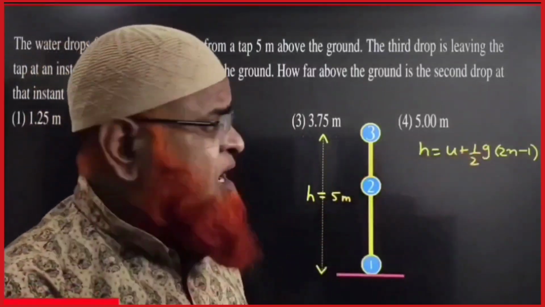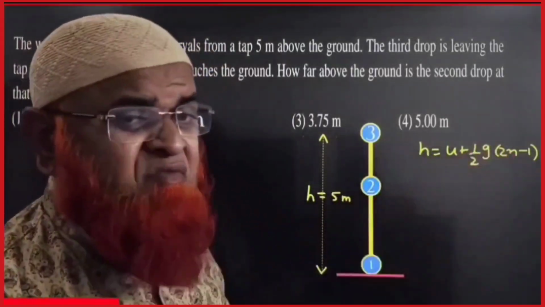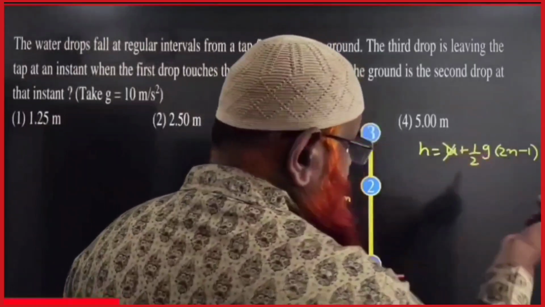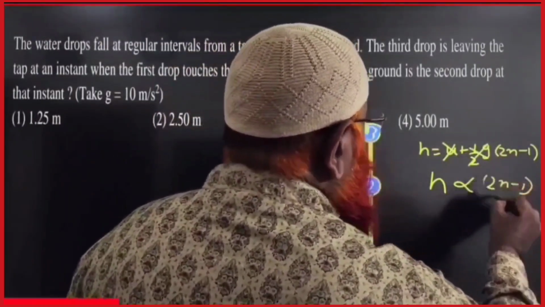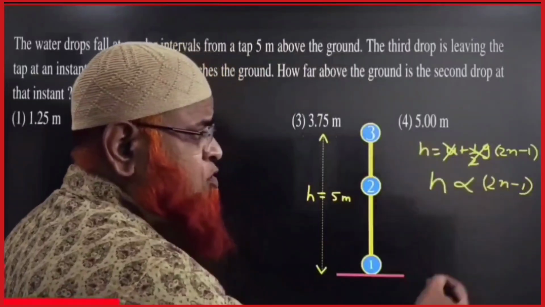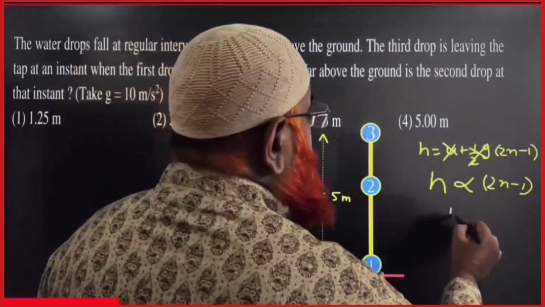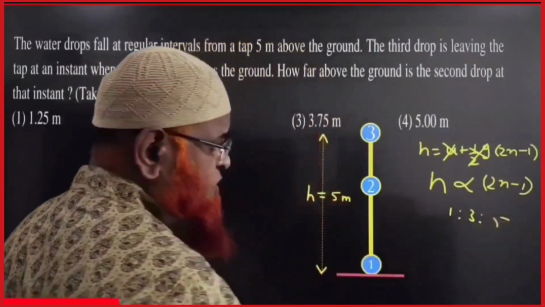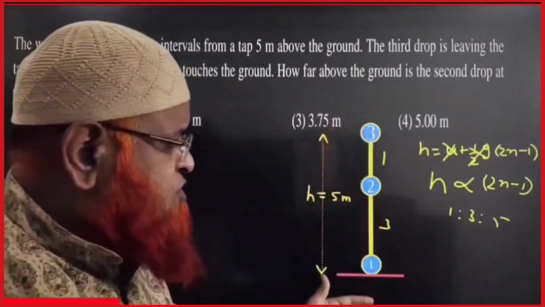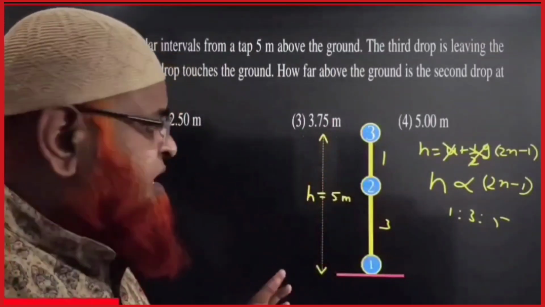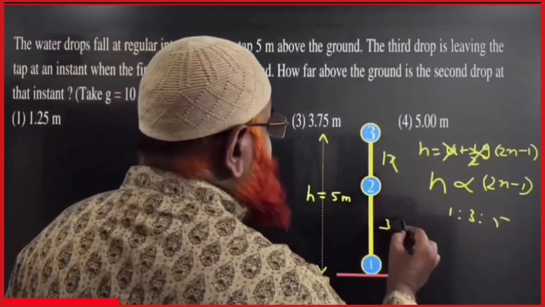From the formula h is equal to u plus half g into 2n minus 1, the initial velocity is going to be 0. These two are constants, so h is directly proportional to 2n minus 1. If you substitute n equal to 1, n equal to 2, you get the ratio 1:3:5 and so on. So the distances are in ratio 1:3:5 and so on. So 1 and 3. Let us take this as 1x and this as 3x here.